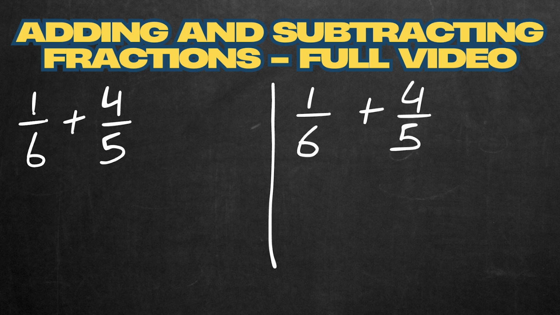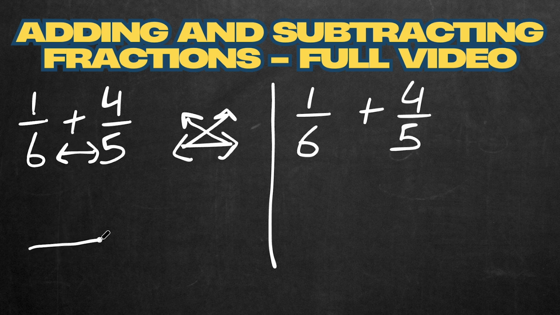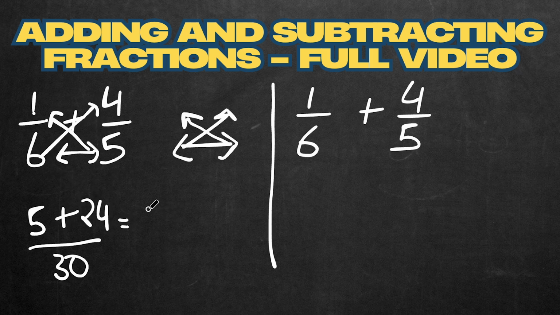Okay, now if you remember, I gave you a figure like this to remember adding and subtracting fractions. I don't know if you remember it, but let's follow it. What this meant is that you multiply these two together, so 6 times 5 is 30, and then you multiply this 5 here, so 5 times 1 is 5, plus you multiply this 6 here, so 6 times 4 is 24, so your final answer should be 29 over 30.